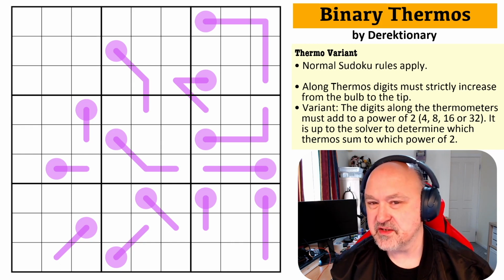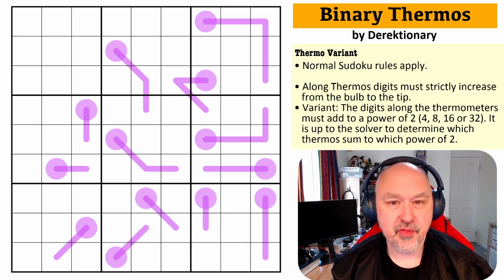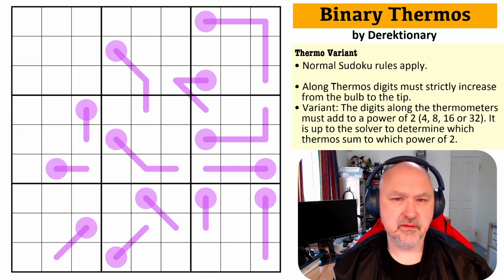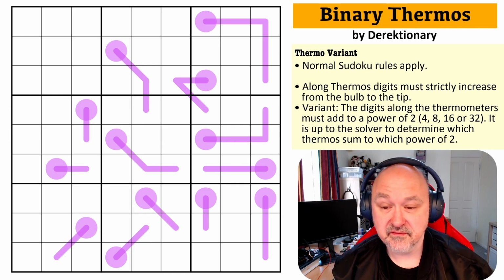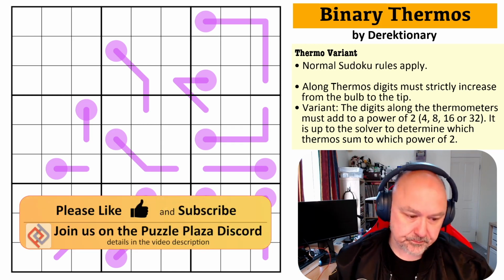This is another one in Derektionary's variant Thermo series, where it's thermos with a twist or a bend but an extra constraint on top. This series has been fun so far, but this looks like a really tricky grid, and there's going to be math involved, so we'll see how I go.